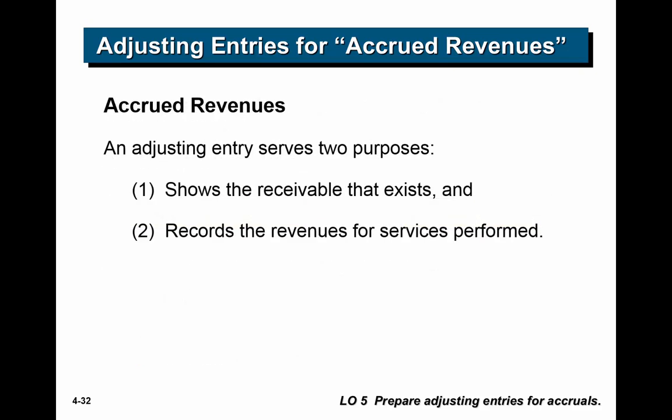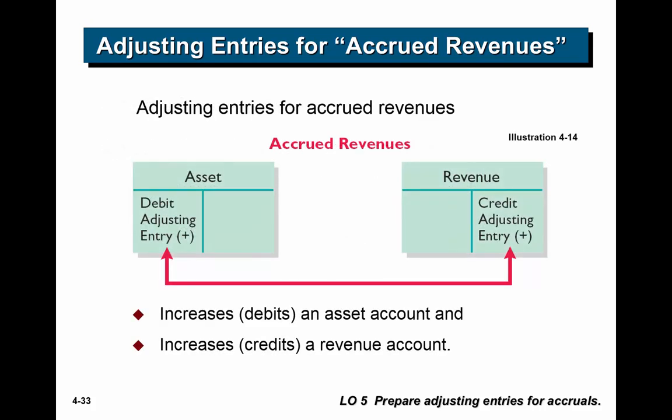It serves two purposes. It shows the receivable exists and records the revenues for services performed. Remember, this is where we've earned the revenue but have not yet been paid. So that's going to be a debit to our asset account, and almost always that asset account is going to be accounts receivable. Because if we had received cash, we wouldn't have to do the adjustment. It would show the cash, we'd be good. And the other adjustment will be a credit to our revenue account. Remember, that's an increase to both accounts.